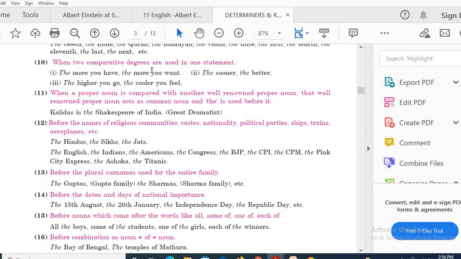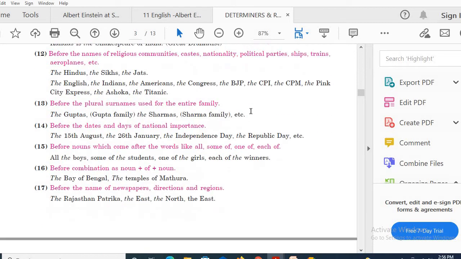Now when two comparative degrees are used in one statement, in that case also we are using the. Just like you see, the more you have, the more you want. Here see, this is also a comparative degree, more. This more is also a comparative degree. The sooner the better. Sooner is also a comparative degree. Better is also another comparative degree. Okay, the higher you go, the cooler you feel. Higher and cooler. Okay, both are comparative degrees.